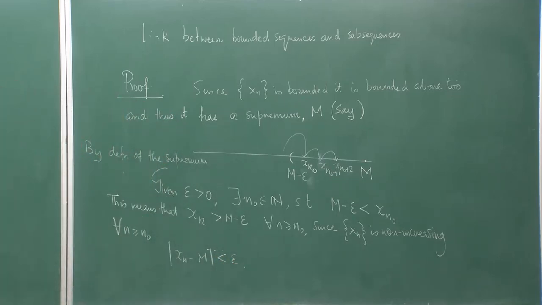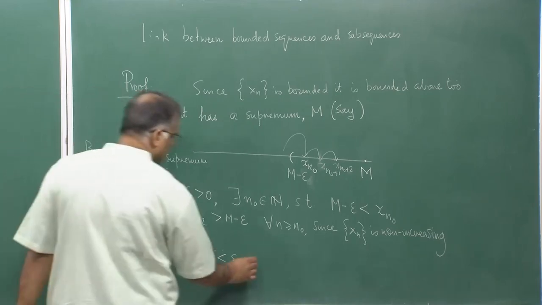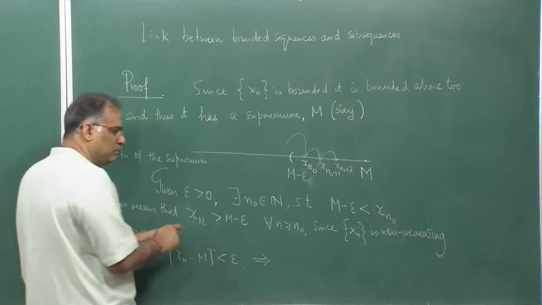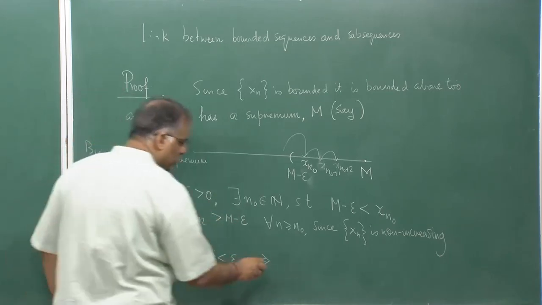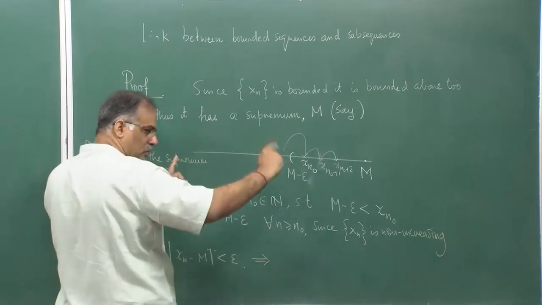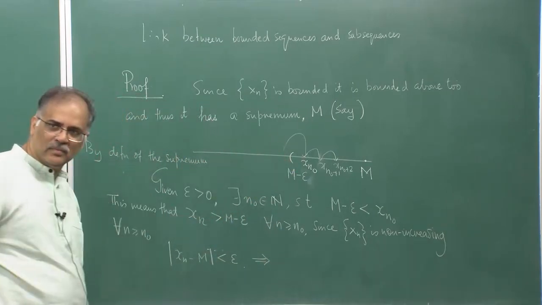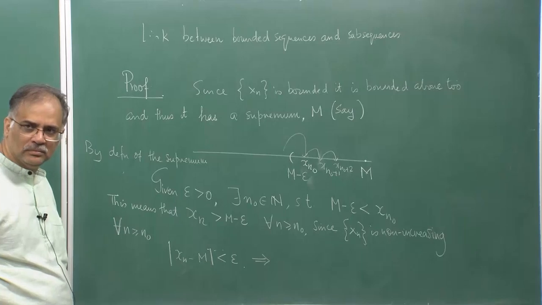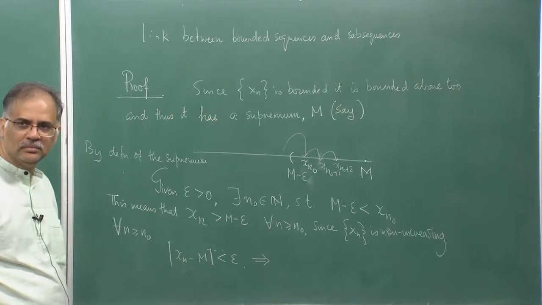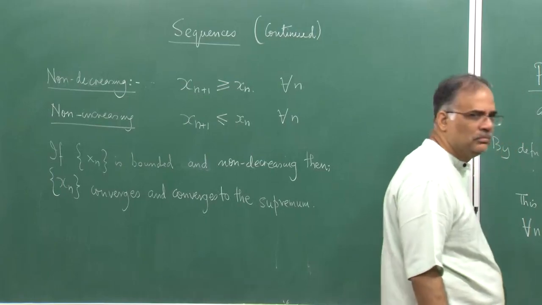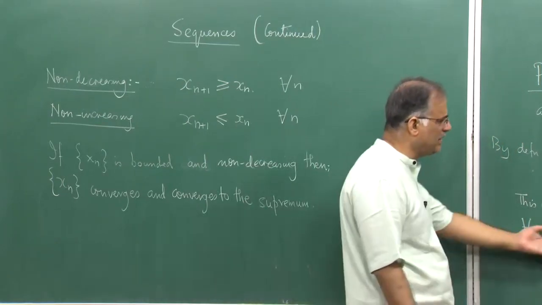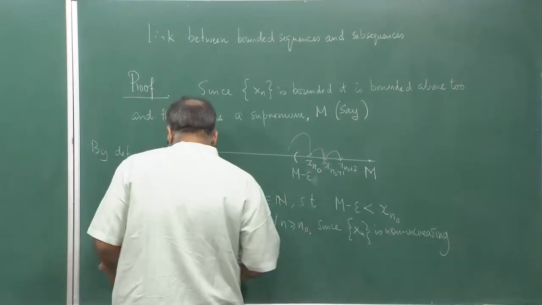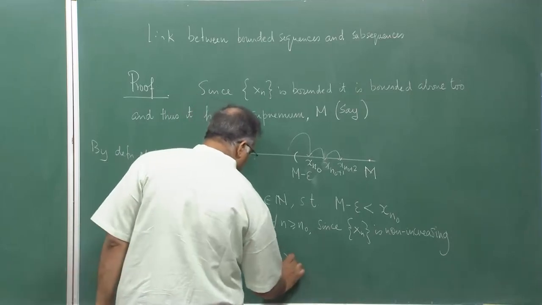So, hence we have proved that xn converges. All the xn's are now lying between M and M minus epsilon, in this closed boundary. From this, it is telling that xn minus M is greater than minus epsilon, and since we will take M plus epsilon, xn is always less. But it is obvious. Just looking at the picture, you simply conclude this. This implies that xn goes to M.